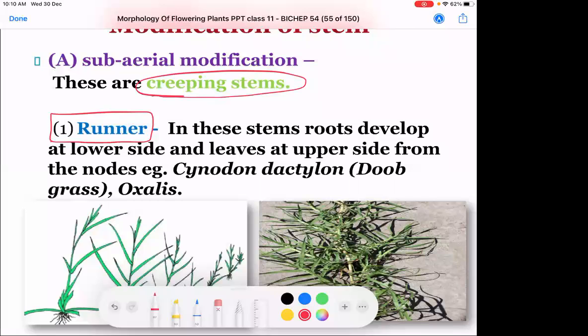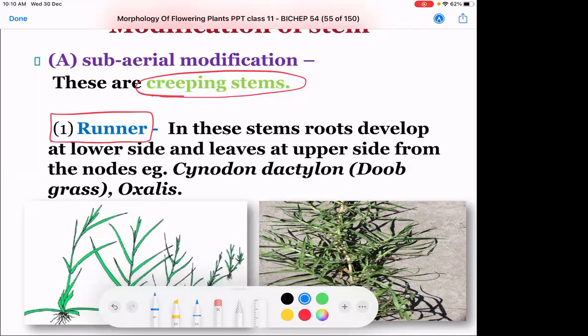We are viewing them according to their modification with respect to their body parts, so it is a more scientific study. Ready? Why are they creepers? Because they are actually crawling on the surface of the soil, which is why they are termed as creeping stems. That is the proper meaning of the term creeper. So first is the runner. Now what is a runner first of all?